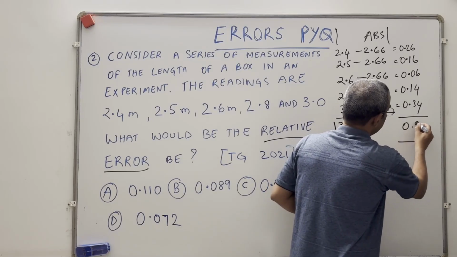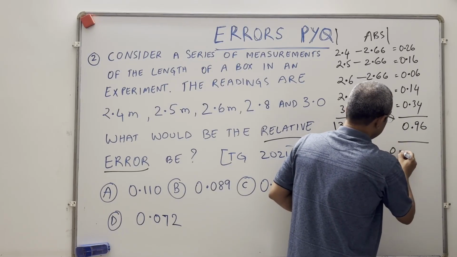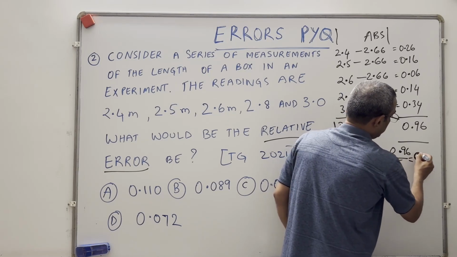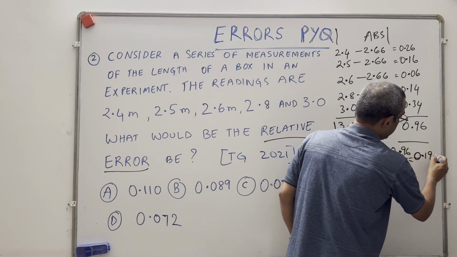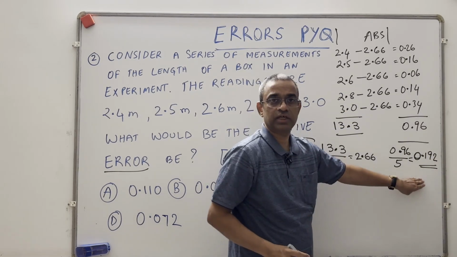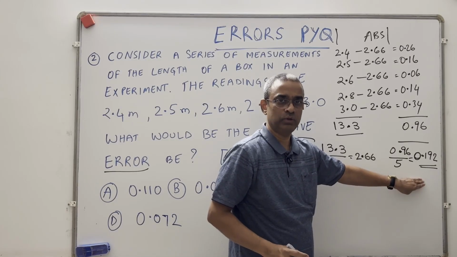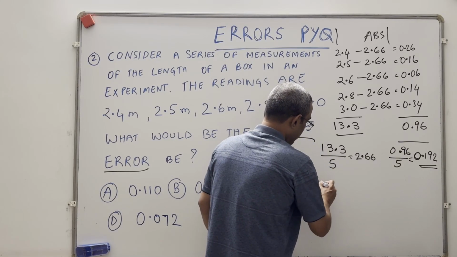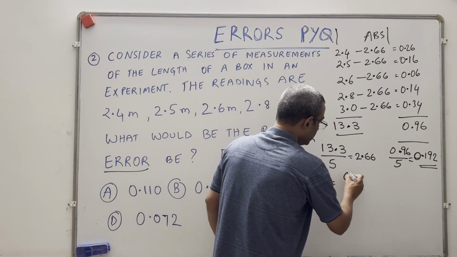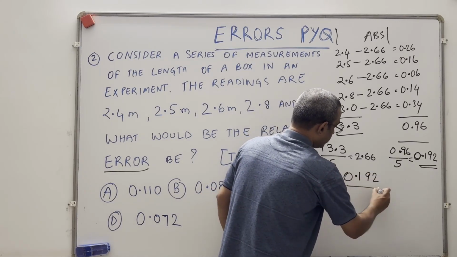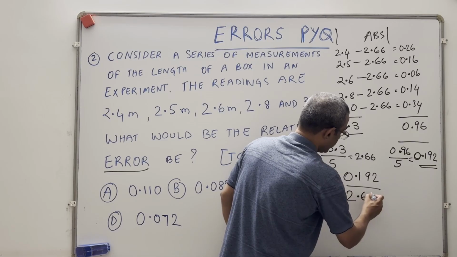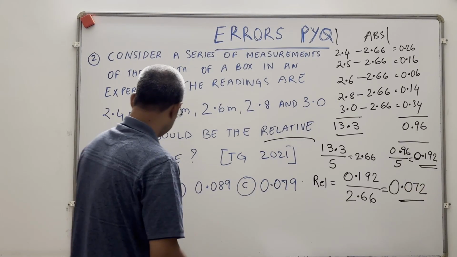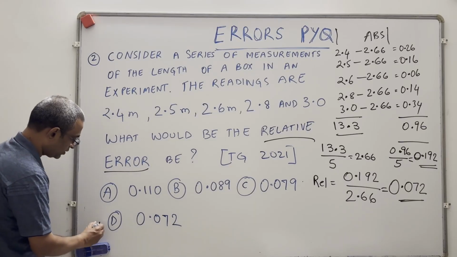So the total is 0.96, and 0.96 divided by 5 is 0.192. Now, this is the mean absolute error, the average of all the absolute errors. And our relative error is mean absolute error by the actual value, 2.66, which is 0.072. So, this is our final answer.